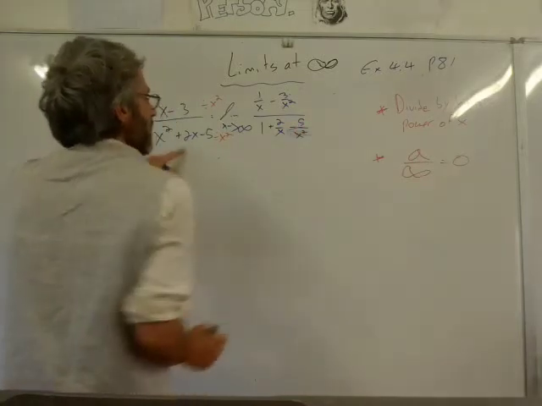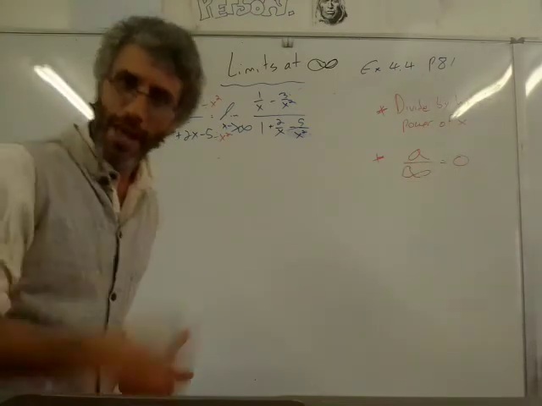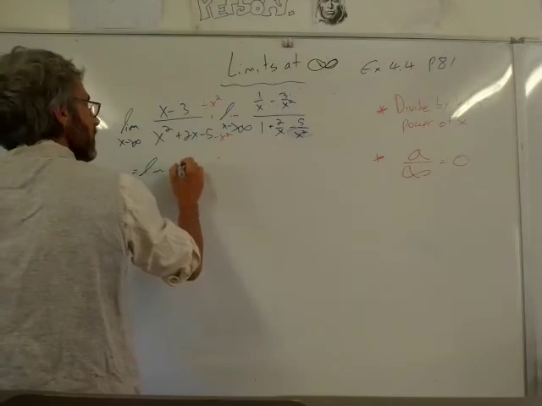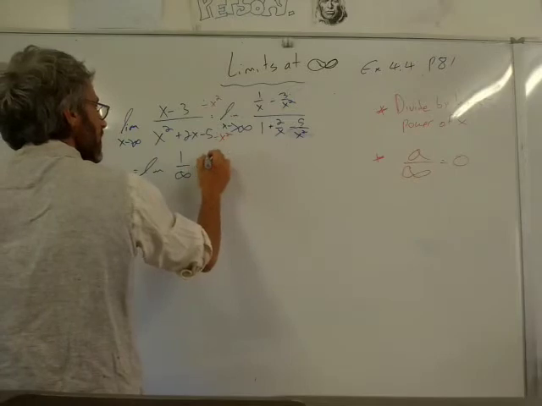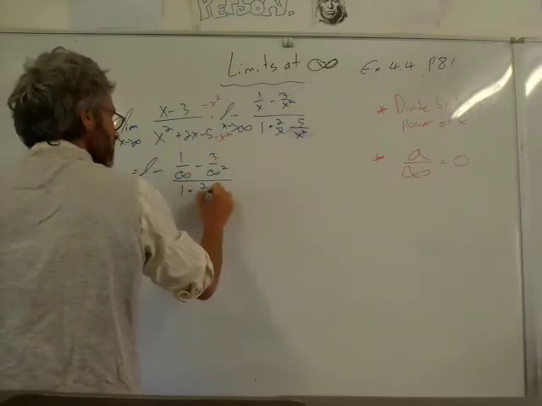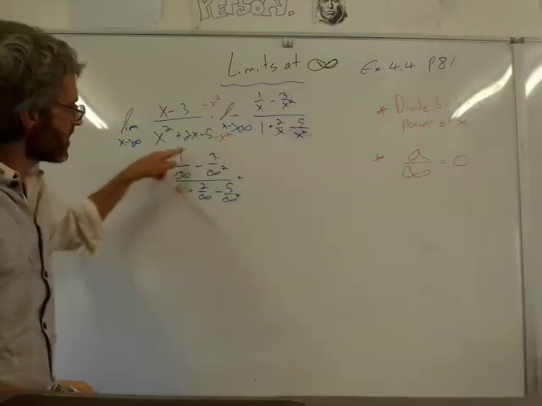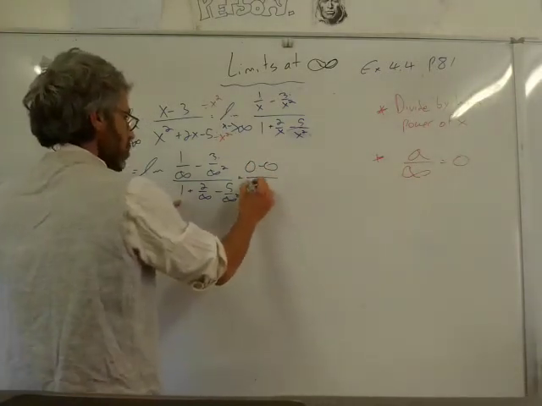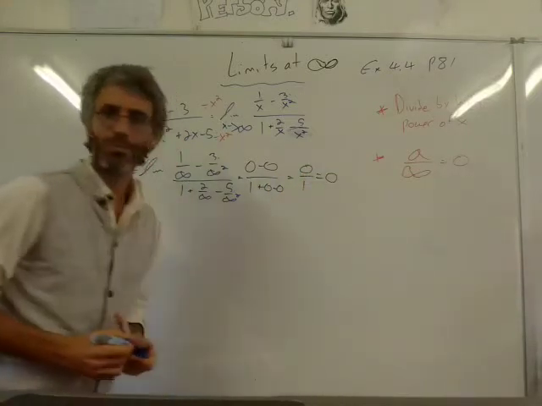Now what do we do? Once we've divided by the highest power, we substitute x equals infinity. So that's equal to the limit of 1 over infinity minus 3 over infinity squared, divided by 1 plus 2 over infinity minus 5 over infinity squared. That is very clearly 0 minus 0, and that is 1 plus 0 minus 0, so the answer is 0 divided by 1, which is 0.